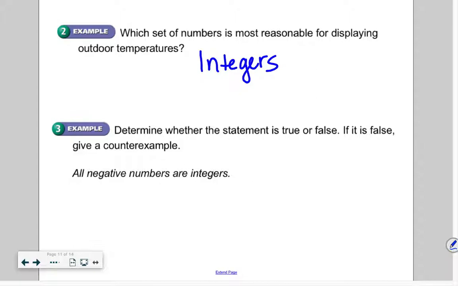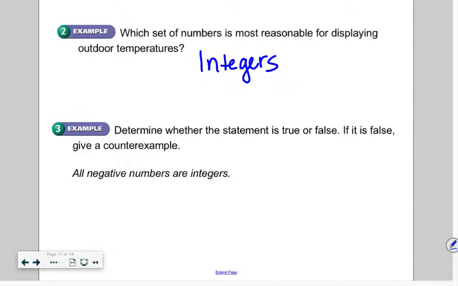What about if I'm using a recipe and it tells me how much sugar I need. Why is that rational? Can I have half of a cup of sugar or a fourth a cup of sugar or 3 3/4 cups of sugar? Those are all rational numbers then.